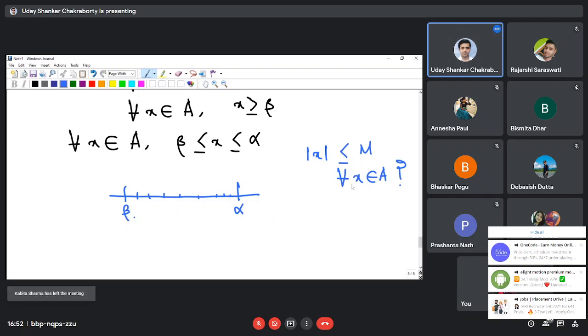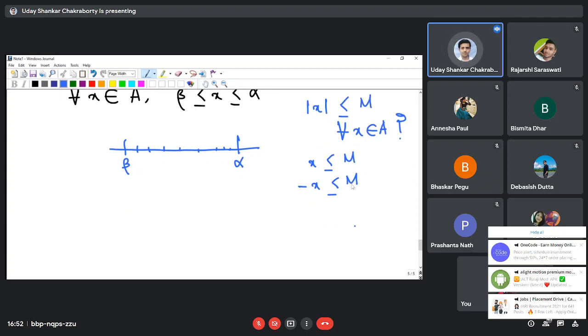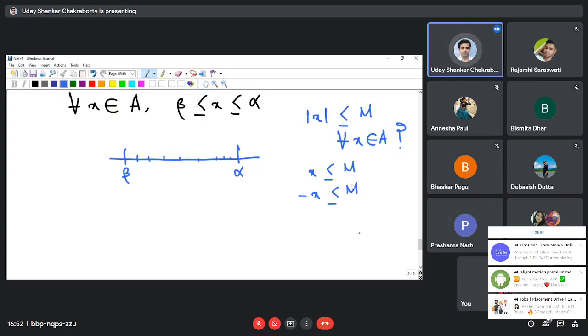Just check: what is the meaning of mod x less than or equal to m? That means x should be less than or equal to m and minus x should also be less than or equal to m. Who said this, maximum of mod alpha and mod beta? Prashanta. Let's see whether what Prashanta has said is correct or not. Let us verify. Prashanta said m equals the maximum of mod alpha and mod beta.